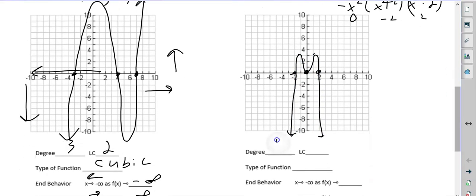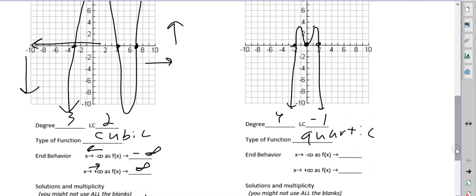So the degree is a 4. The lead coefficient is negative 1. It is a quartic. Then as it's going left, it's going down, and as it's going right, it's going down. This one is a pretty easy one because it's going in the same direction.